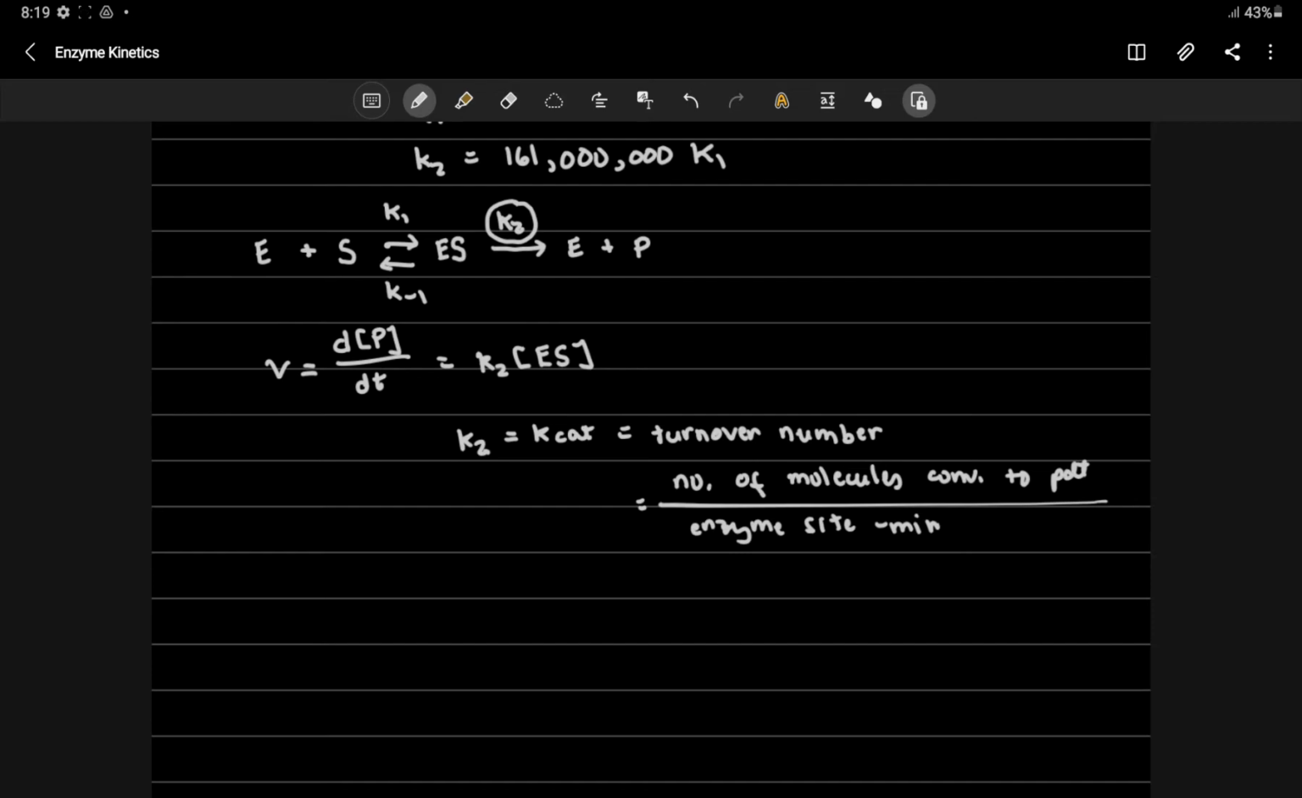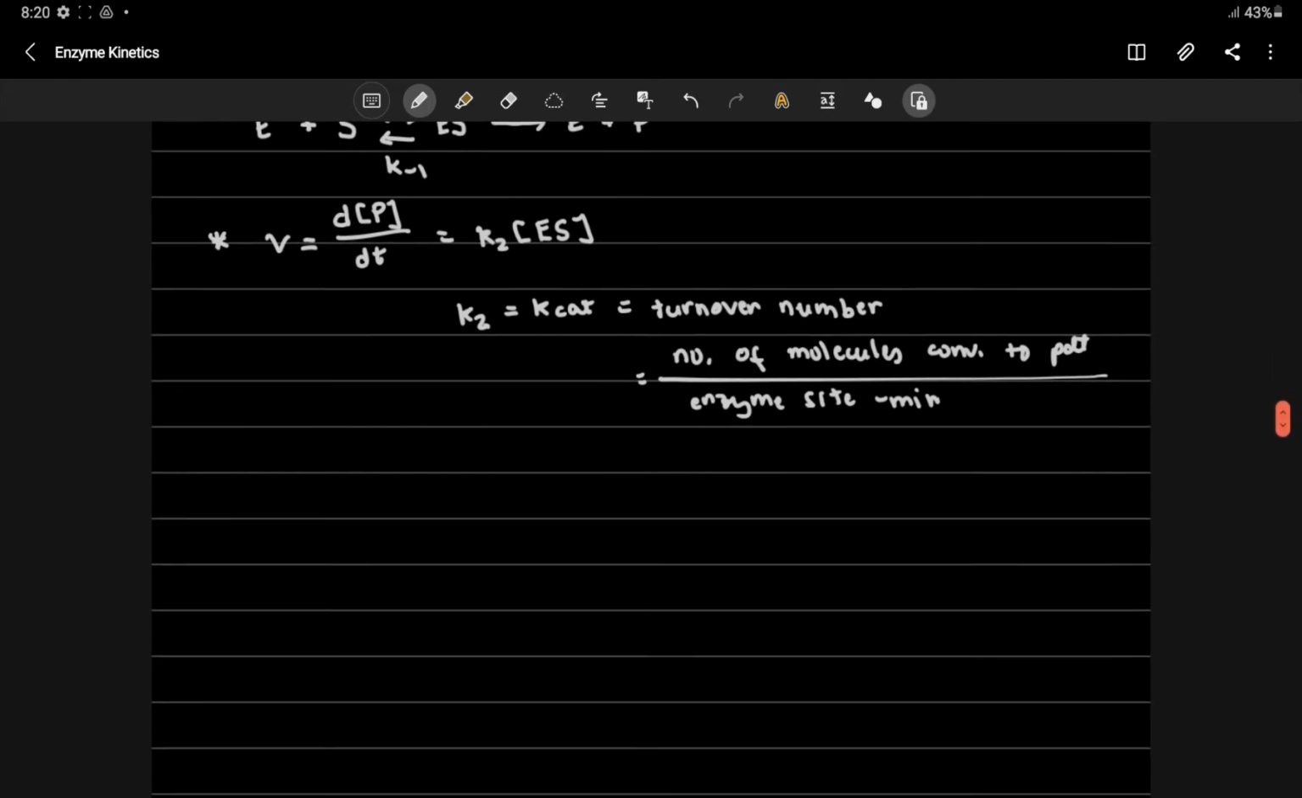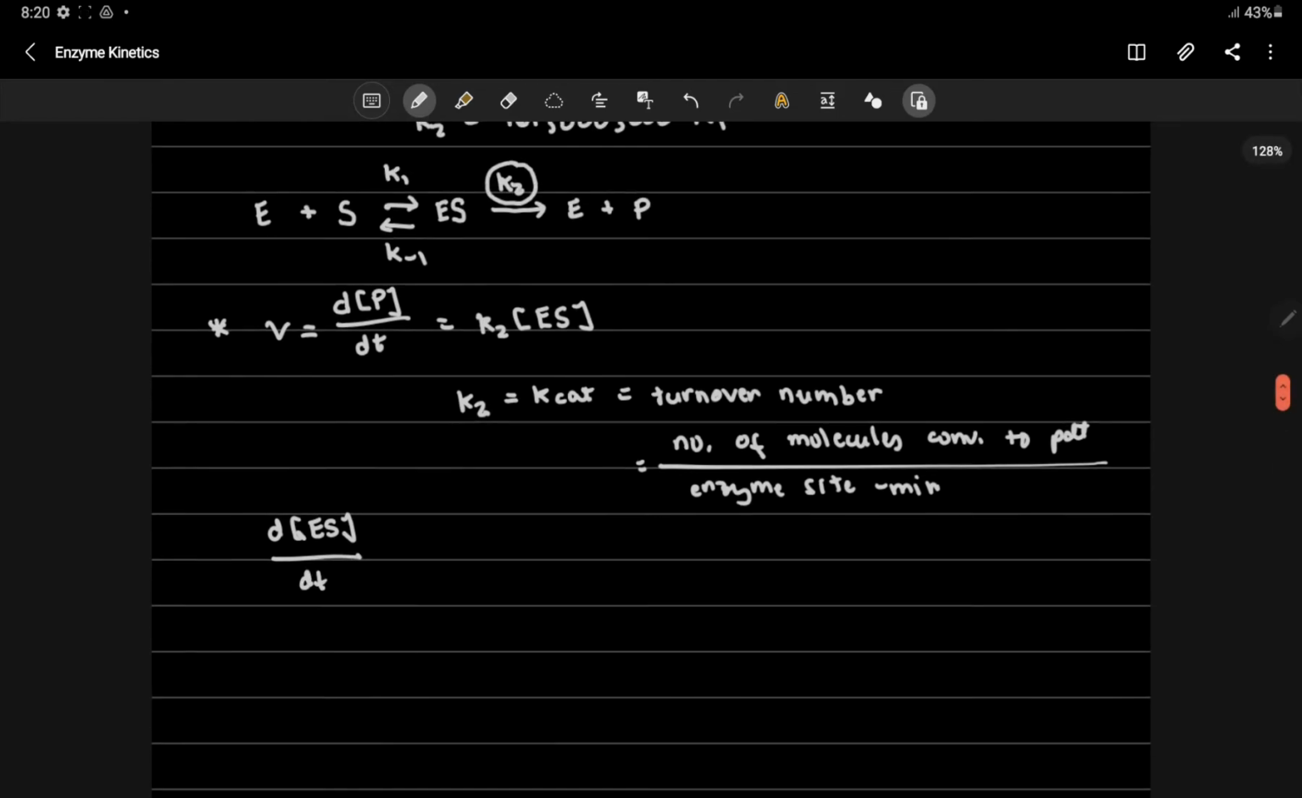So, balikan natin tong equation na to. So the rate of the reaction is change in P with respect to T, which is equal to K2 times the concentration of ES, diba? That's how we write the rate in terms of the reactant and the constant. Now, we can also say that the rate of change of enzyme substrate concentration with respect to time, based on this relationship or reaction, is equal to this.